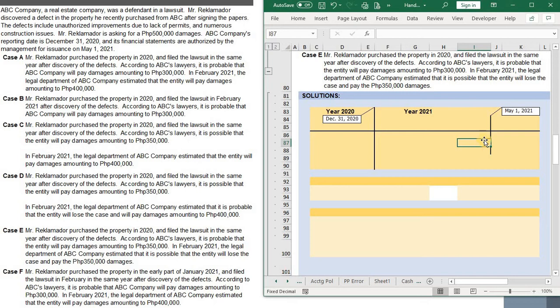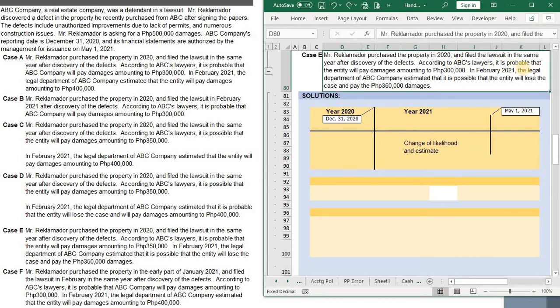So let us determine what are the events that occurred between these dates. So that is the event that occurred in February 2021. The legal department of ABC Company estimated that it is possible that the entity will lose the case and pay the damages of 350,000 pesos. So the event that is considered as an event after the reporting period is the change in the likelihood and the estimate. The initial estimate of the likelihood is that the liability is probable, so the entity losing the case is more than 50%. And the amount that is considered as the best estimate is 300,000 pesos. However, in February 2021, the revision is that from probable, it is now possible, and from 300,000, it is now at 350,000 pesos. So there are two changes in 2021, and those are the likelihood and the estimate.